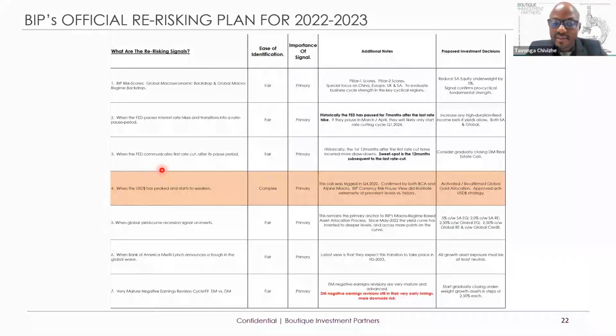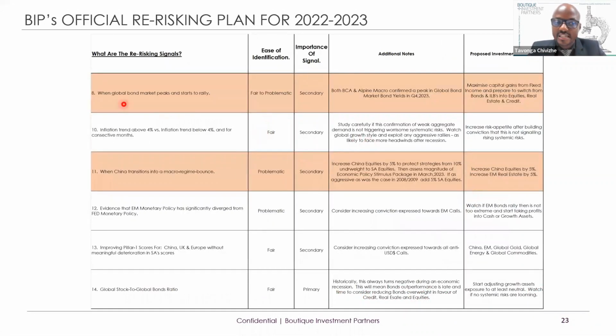Last quarter, for example, our two main research providers, Absa Macro and BCA, came out with strong arguments to say that the dollar had reached its peak. And because of that, we had to start considering ideas like gold as an example. In our communications last quarter, we pretty much mentioned that there is room to start to consider things like gold, all else equal.